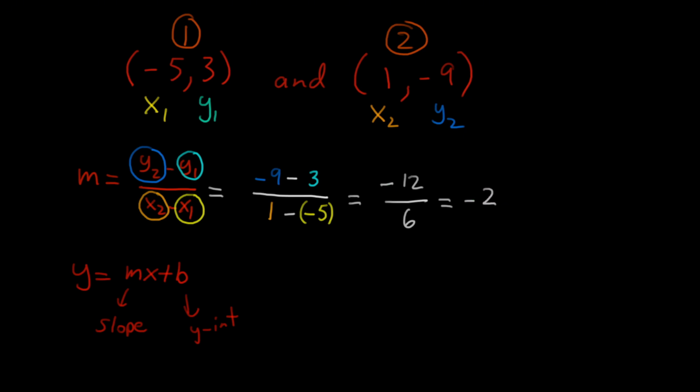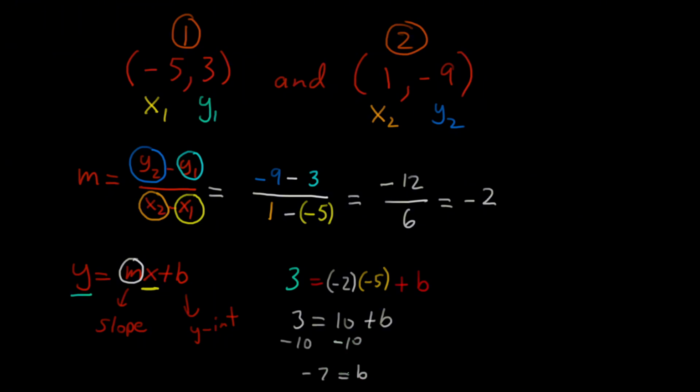So now all we need to do is plug in our answer that we got for the slope and one of the 2 points. I'm just going to use point 1 here. So we're going to plug in x1 for x and y1 for y, and we're going to plug in the slope value that we found. And we end up with this. Then we can simplify. Then we can subtract 10 from both sides, and we get b is equal to -7.